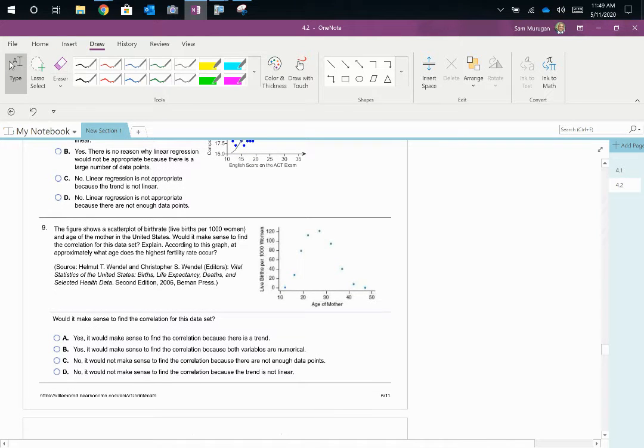The figure shows a scatter plot of birth rate, live births per 1,000 women, and the age of the mother in the United States. Would it make sense to find the correlation coefficient for this data? Explain. So clearly this is not linear. It goes up and then it goes down. So the trend is not linear. Okay, be careful which one you pick for the no here. There is enough data points, but the trend is clearly not linear.